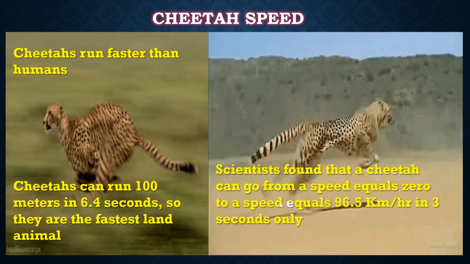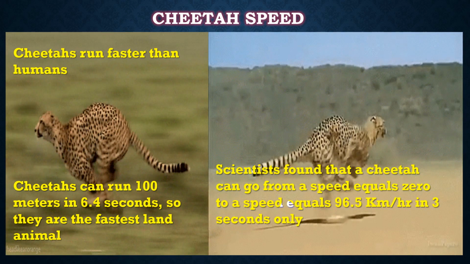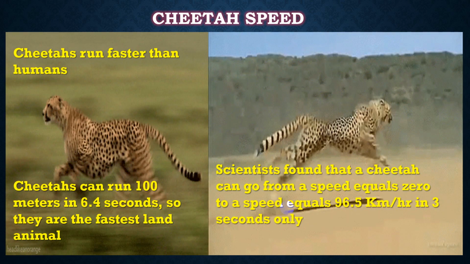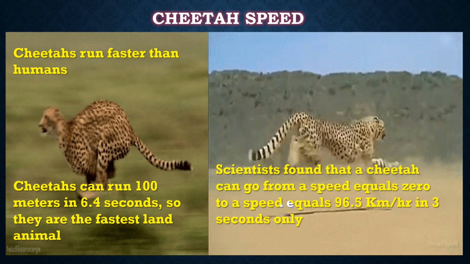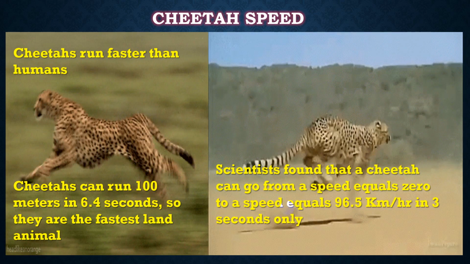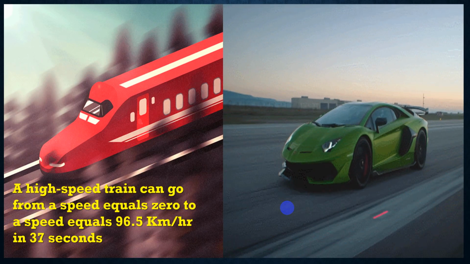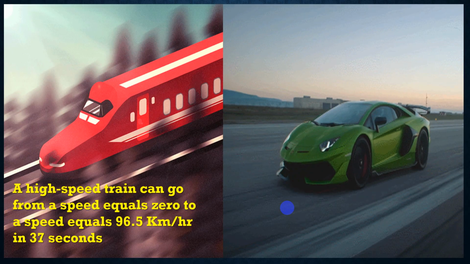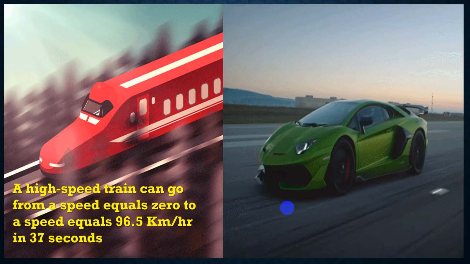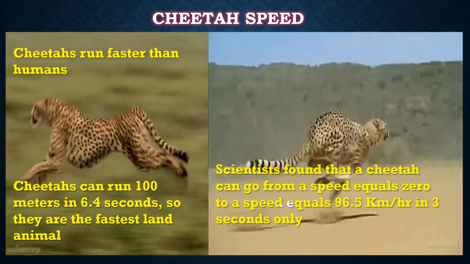You know what also? A cheetah can go from a speed equal to 0, which is at rest, to a speed equal to 96.5 kilometers per hour in only 3 seconds. So it's from rest to 96.5 kilometers per hour in 3 seconds only. That's amazing. Even a high-speed train can go from a speed equal to 0 to a speed equal to 96.4 kilometers per hour in 37 seconds. A cheetah can do it in only 3.